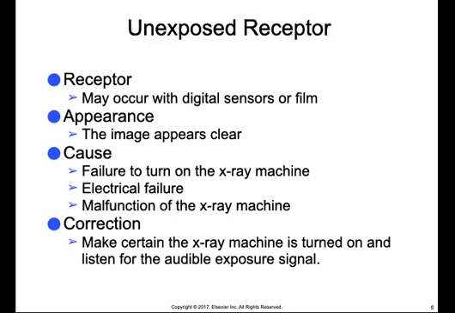So an unexposed receptor can occur with digital sensors or film, and this is when the image appears clear. The cause is because there was a failure to turn on the X-ray machine, there was an electrical failure, or there was some type of malfunction with the X-ray machine. The correction is to ensure proper exposure of the receptor, make certain that all X-ray machines are turned on, and listen for that audible exposure signal or beep that the PID makes. Also make certain that the PID is centered over the receptor.